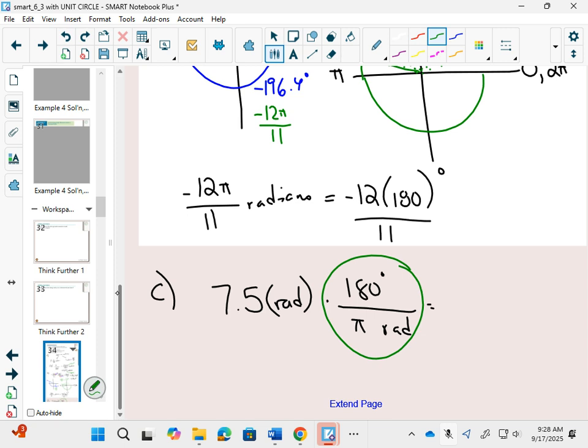So I go to my calculator here, 7.5 times 180 divided by pi. 429.7. I already remember they said to the nearest 10. 400.